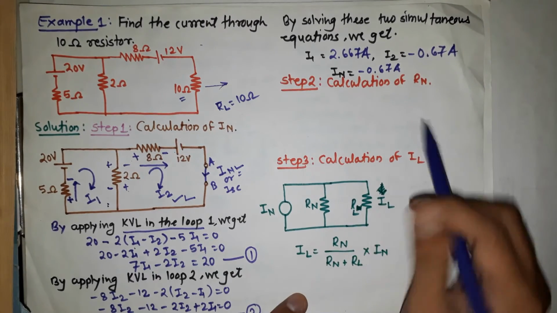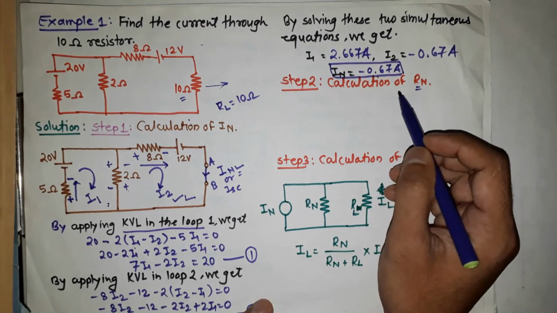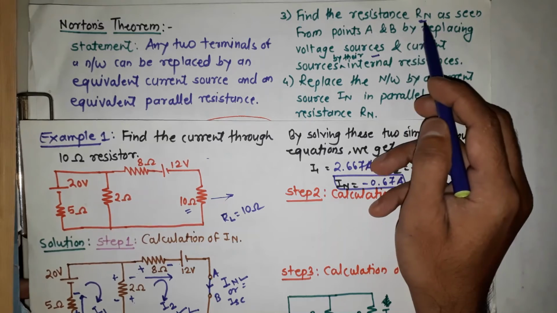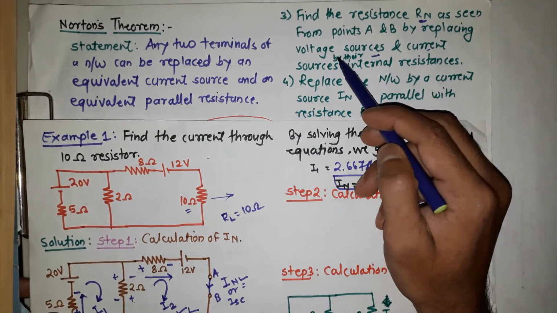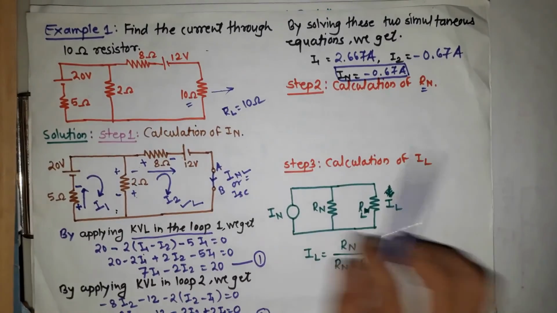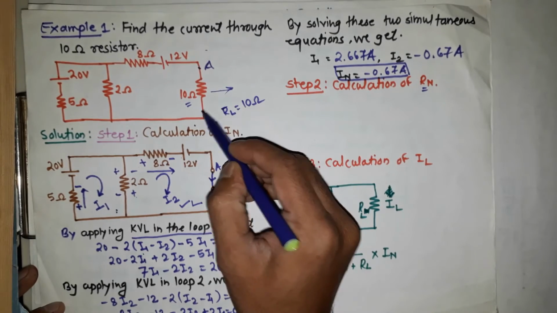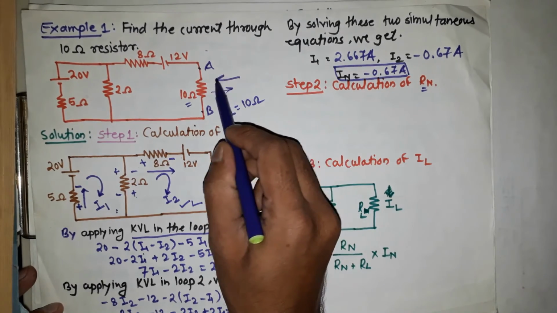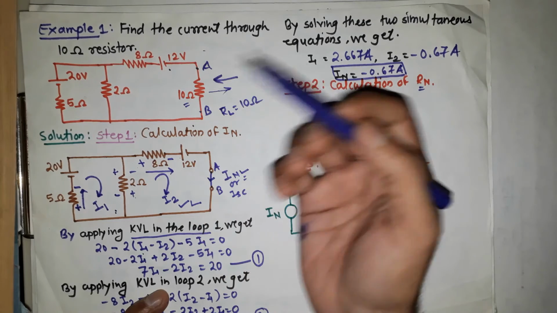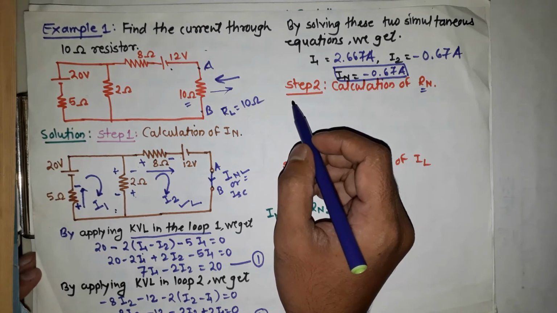Here IN is the final answer for IN. Then the next step is calculation of RN. How are we finding RN? Find the resistance RN as seen from points A and B by replacing the voltage sources and current sources by their internal resistances. That means we remove the load resistance, this 10 ohm resistance, and from these two terminals, A and B, we find the resistance. But while finding the resistance we replace all the voltage sources and current sources by their internal resistances. So voltage sources are replaced with a short circuit and current sources with an open circuit.